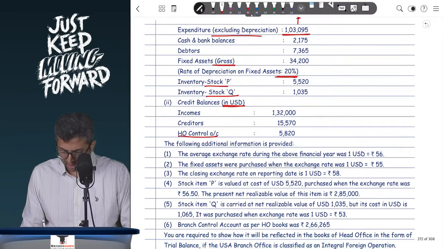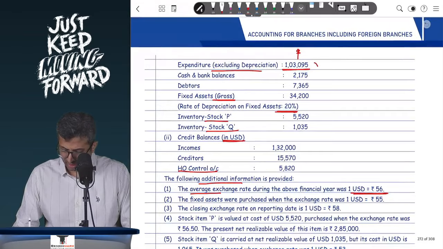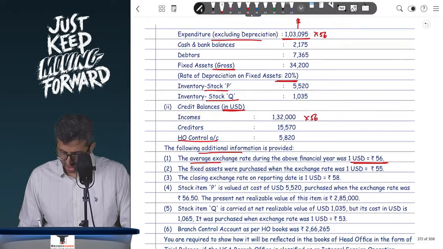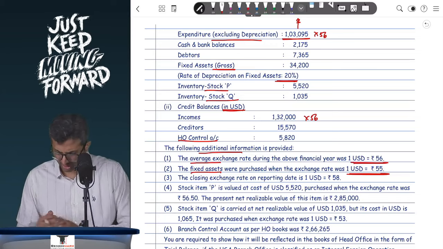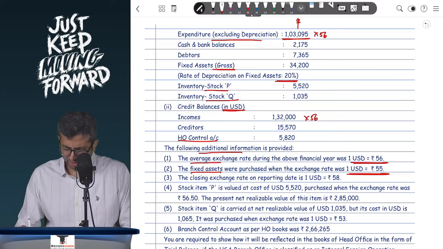Now the following additional information is provided. The average exchange rate was 56. So basically expenditure will be converted at 56. Other than that, incomes will be converted at 56, and that's about it. Fixed assets were purchased when the exchange rate was 55. So fixed assets over here will be converted at 55. There will be some depreciation on them as well, but as of now they will be converted at the rate of 55 for the fixed asset.